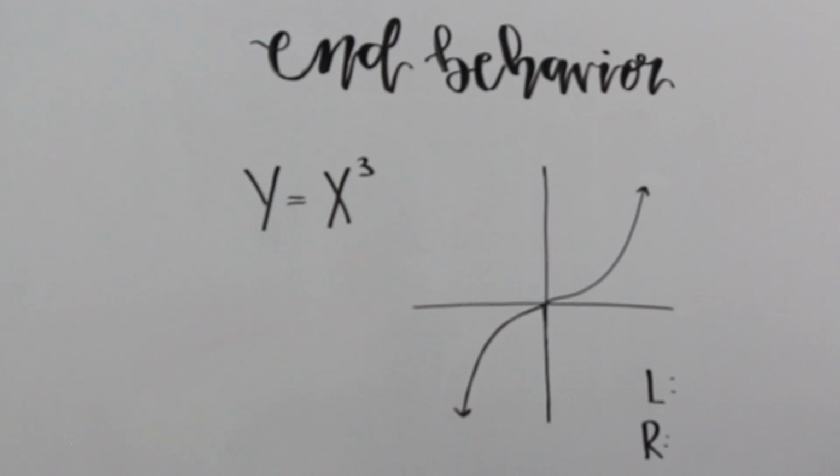Let's look at this graph, y equals x cubed. As you can see, as x approaches negative infinity, the arrow is pointing down, meaning the left end behavior is approaching negative infinity. As x approaches positive infinity, the arrow is pointing up, meaning that the right end behavior is approaching positive infinity.